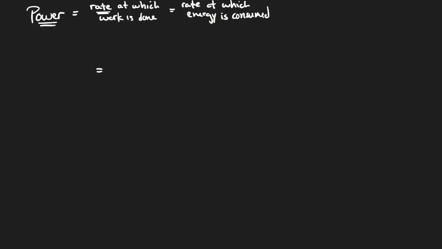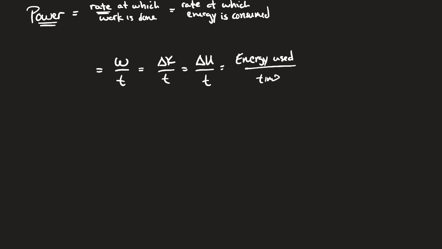So what is power? It's work over time. It's a change in kinetic energy over time. It's a change in potential energy over time. It's energy used over time. That's power. Units: joules per second, which is also known as a watt.